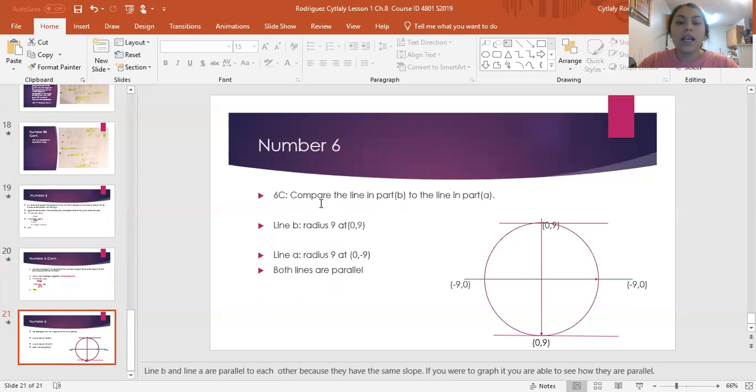So C says to compare line A with line B. We know that line A and line B, if we were to graph this, this would be parallel. They would be parallel to each other. We have at the origin (0, 0), the tangent line (0, 9), and they're all parallel to each other.